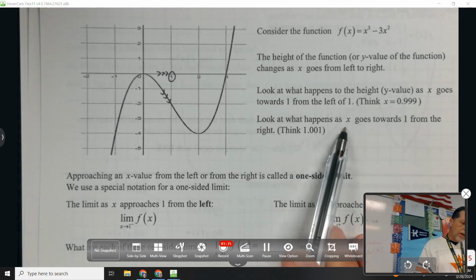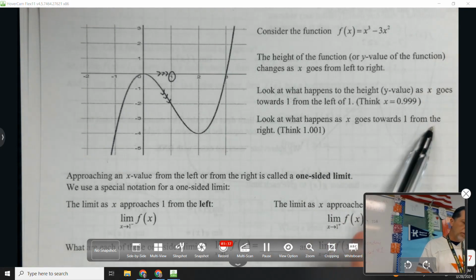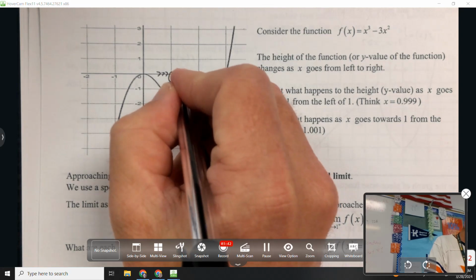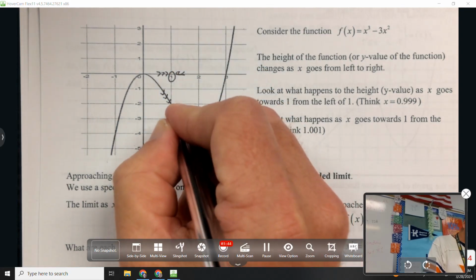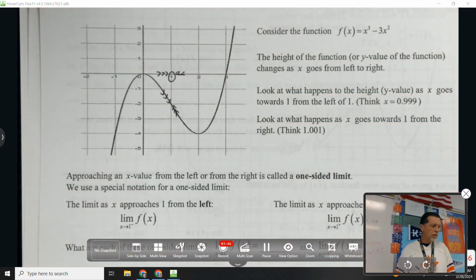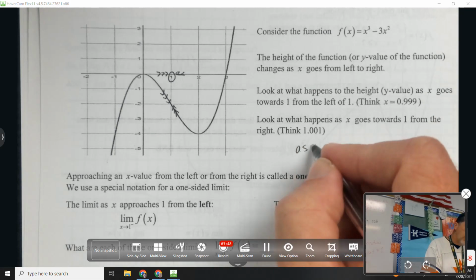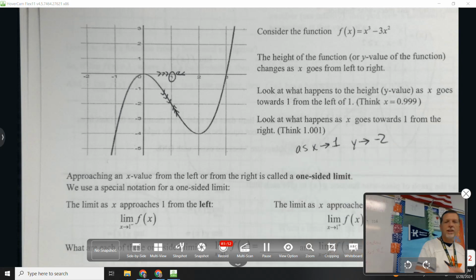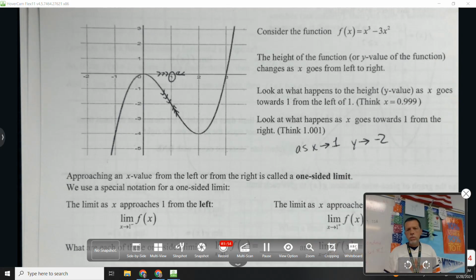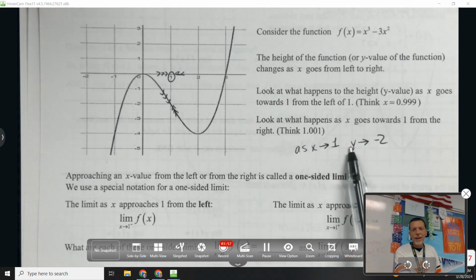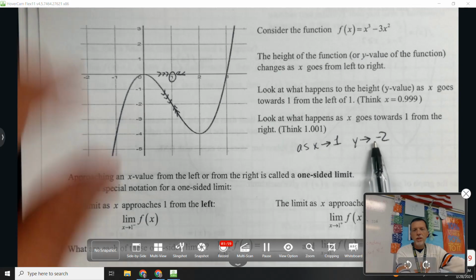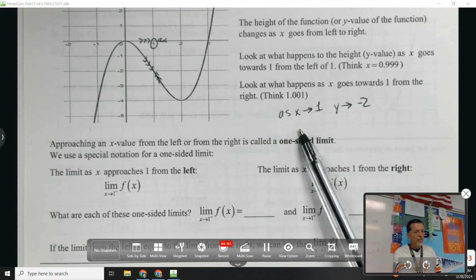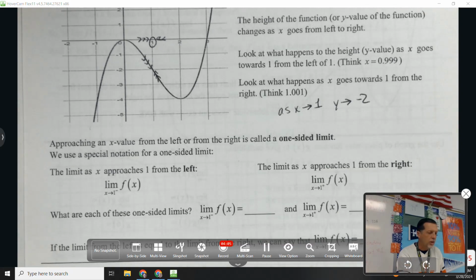And then look at what happens as x goes towards 1 from the right. So from this side, well, then my y value is also approaching negative 2. As x heads toward 1, y heads toward negative 2. Now, that is not how we write limits. We'll write them more formally in a minute, but that's the idea of what's going on. As we're approaching an x value, what's the y value getting close to?